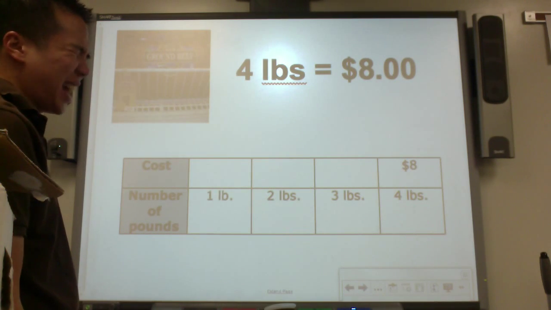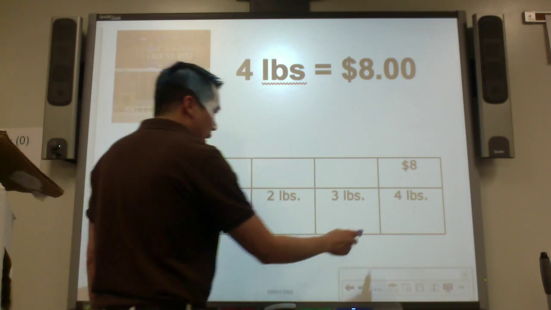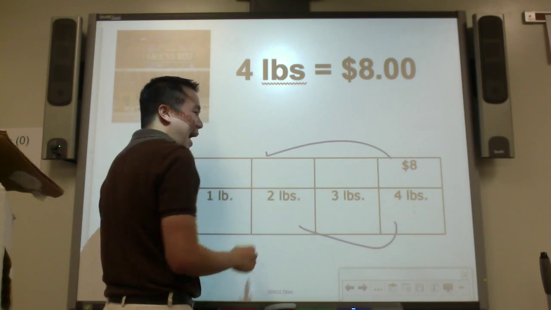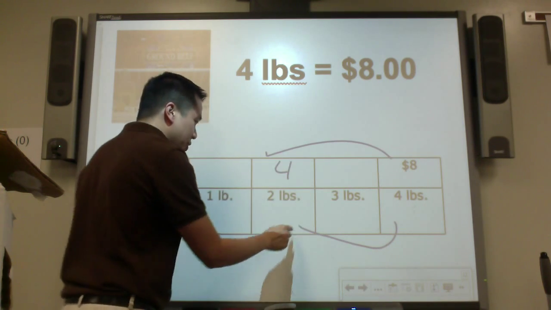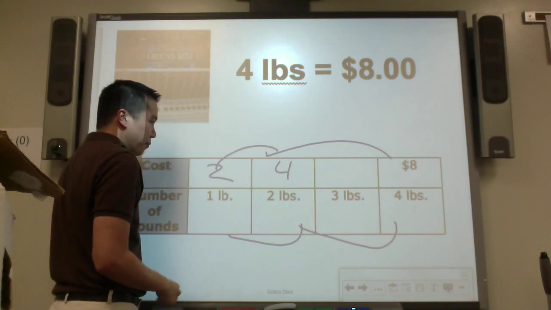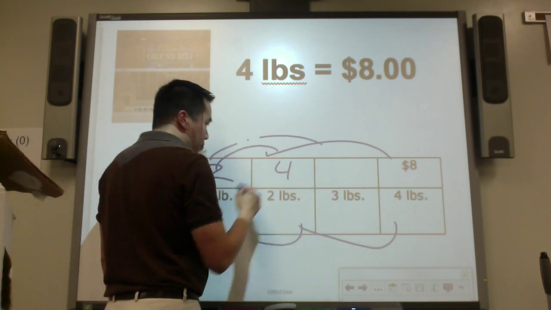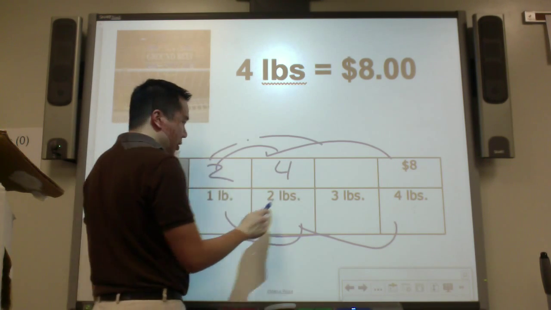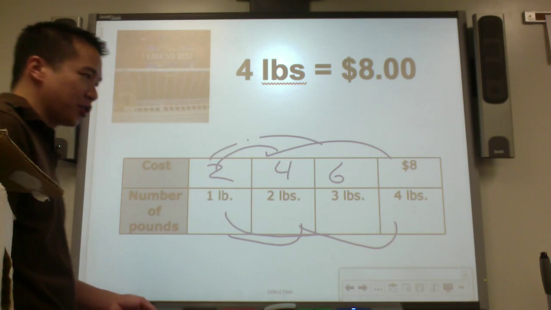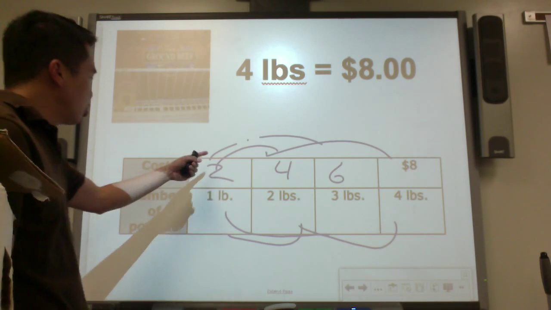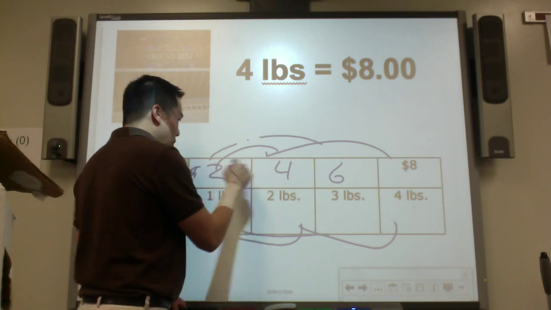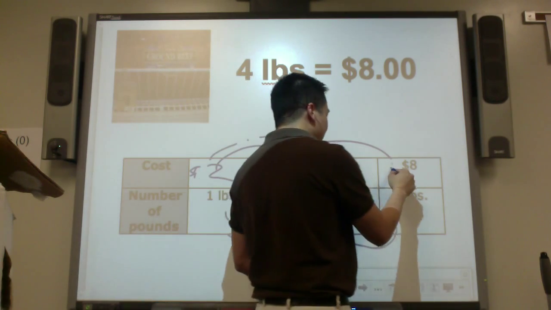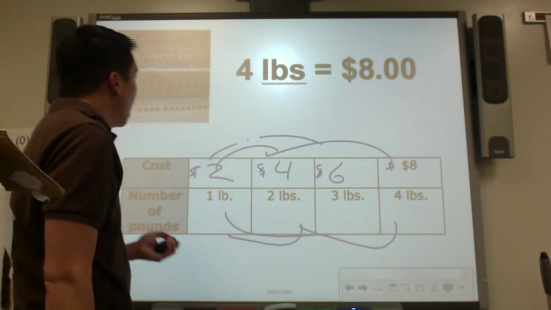4 pounds costs $8. If I buy half the amount, it will cost me $4. If I half of that amount, it will cost me $2. But going back here, if I triple what I bought, a pound, it'll be $6. So it's 2, 4, 6, 8. So $2 for 1 pound, $4 for 2 pounds, $6 for 3 pounds, $8 for 4 pounds.